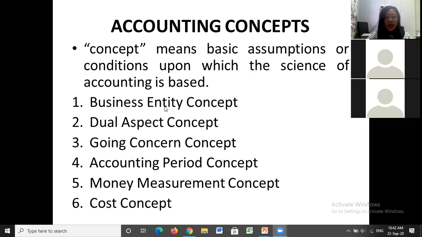So there are six types of concepts according to some authors. There are six types of accounting concepts. First is business entity concept. Second is dual aspect concept. Third is going concern concept. Fourth is accounting period concept. Fifth one is money measurement concept, and the sixth one is cost concept. We will look into this in detail.